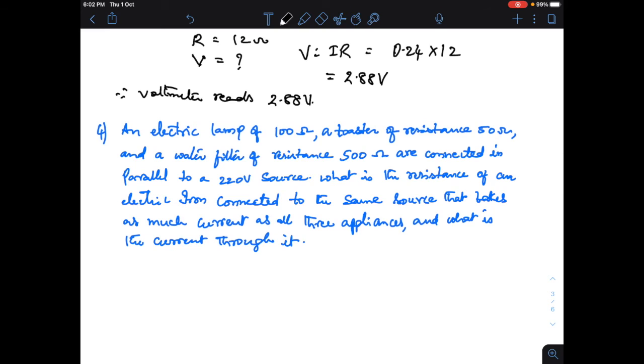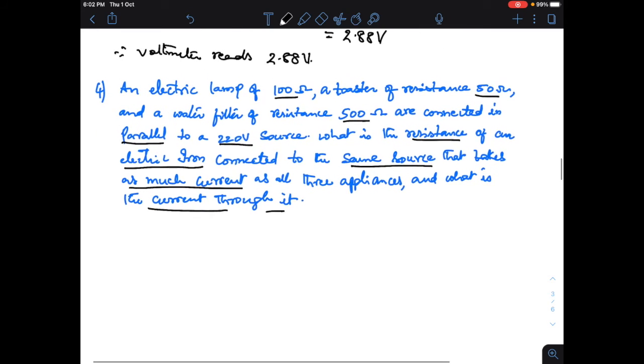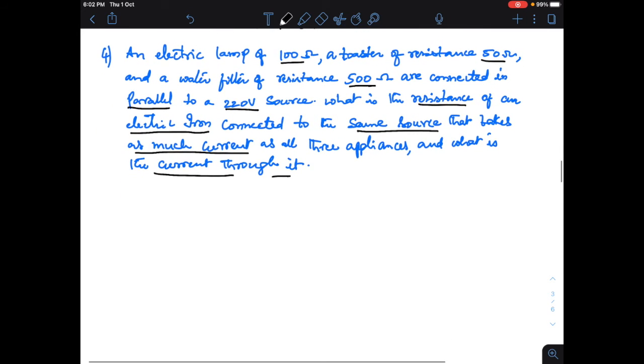Next, another one. An electric lamp of 100 ohms, a toaster of 50 ohms, a water filter of 500 ohms are connected in parallel to a 220 volts source. What is the resistance of an electric iron connected to the same source that takes as much current as the 3 appliances? That means it takes the same current. And what is the current through it? Now, these are connected in parallel.